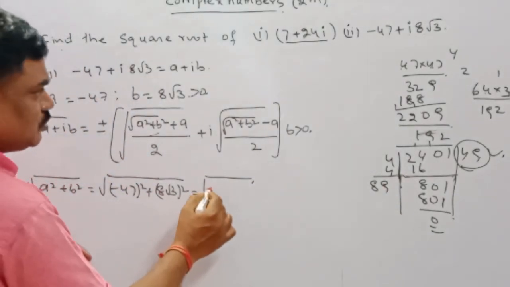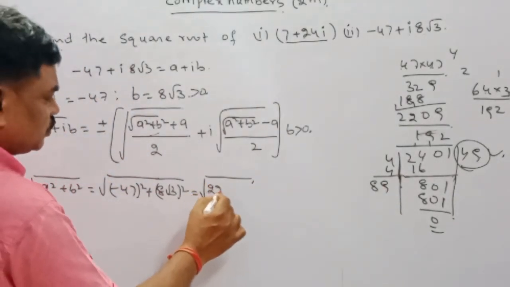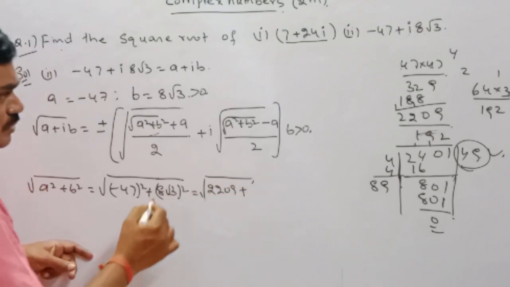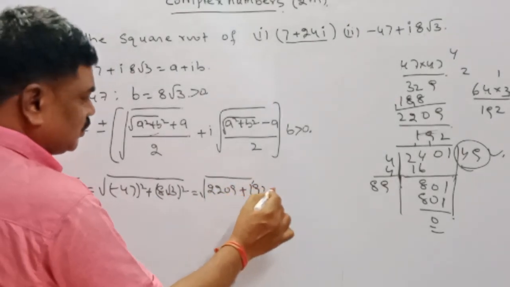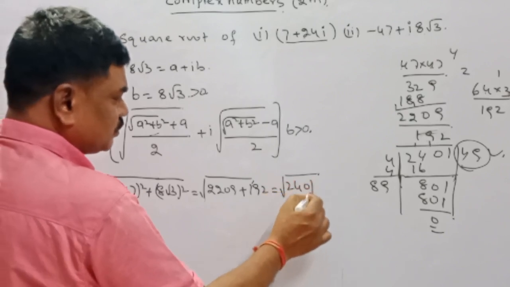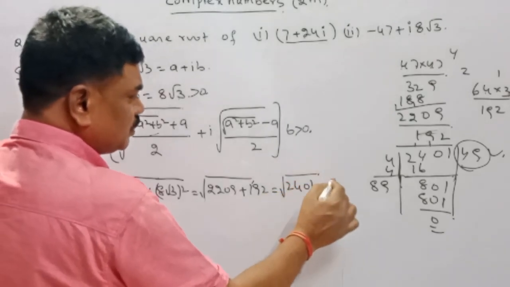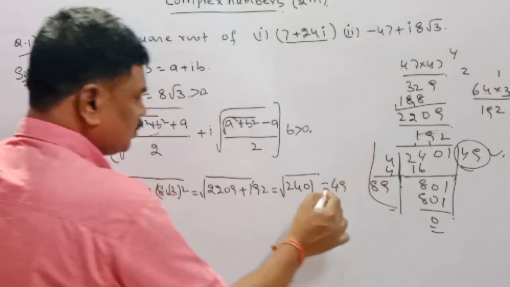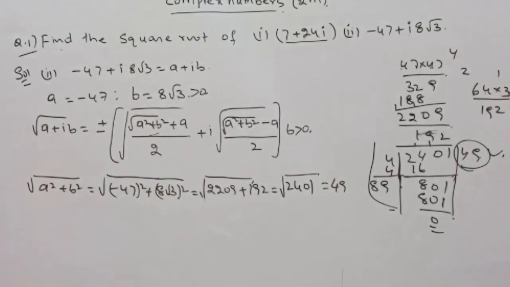2209 plus this value 192 is equal to the square root of 2401, which is equal to 49. The square root of this one is 49.